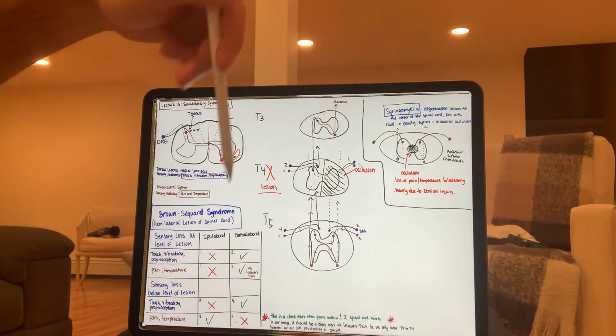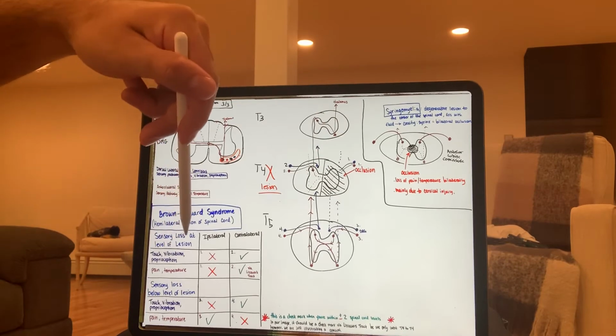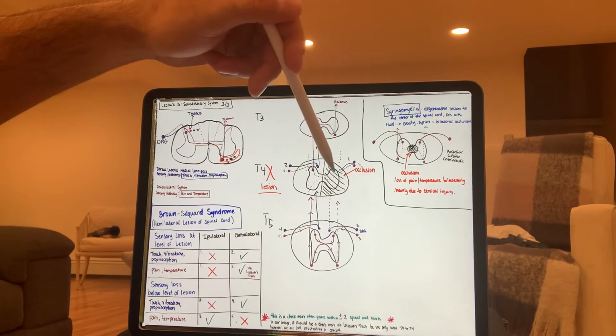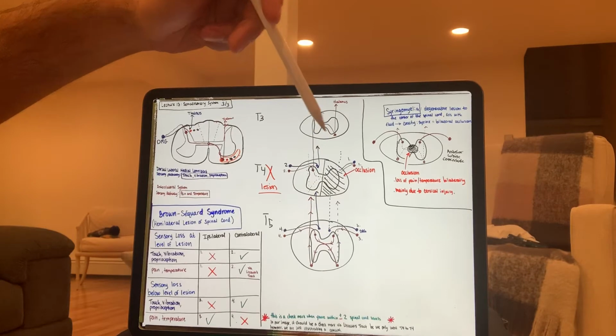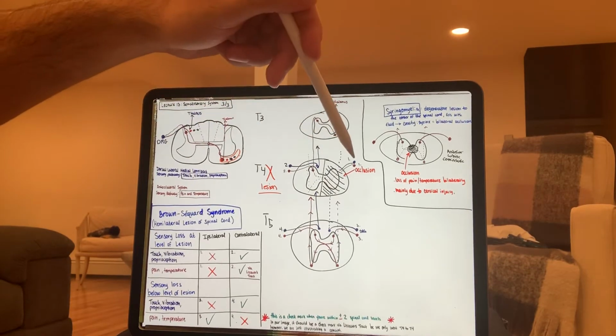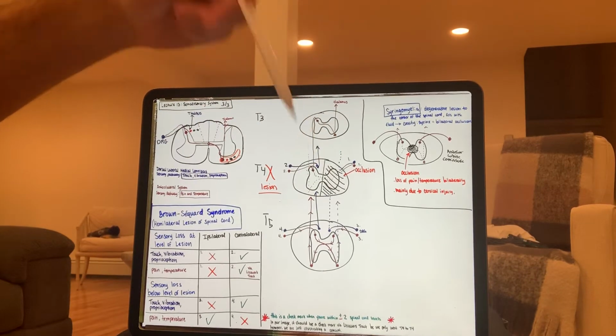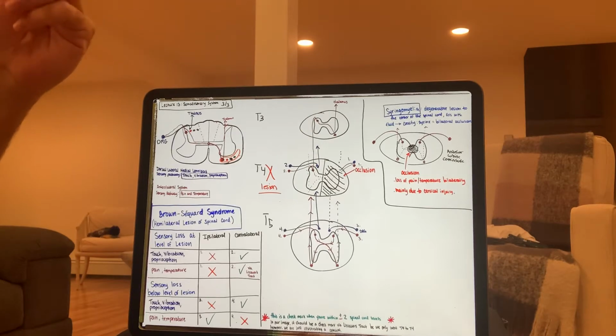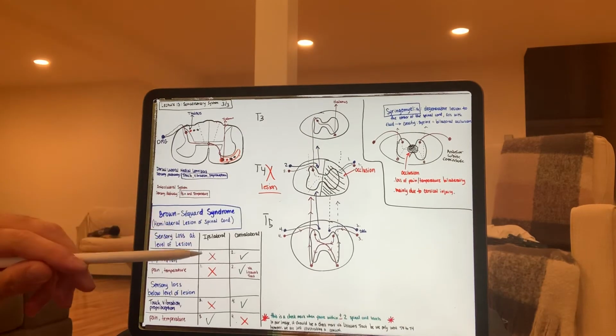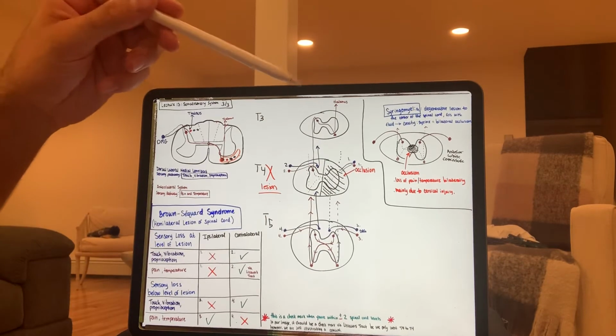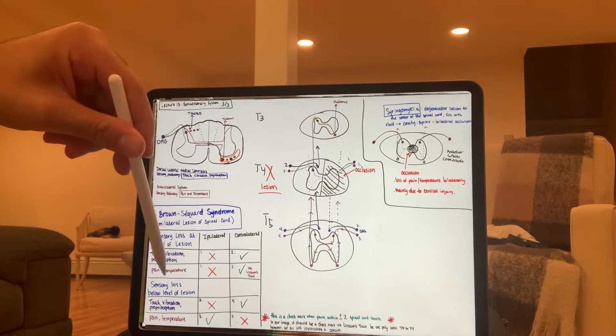In this case, because there's a lesion at this specific level, on the same side, which is ipsilateral, you come in and you can't have any input. You get sensory loss. So you do not feel touch, vibration, or proprioception. All 3 of those sensations have been lost when it's on the ipsilateral side, at the T4 level.